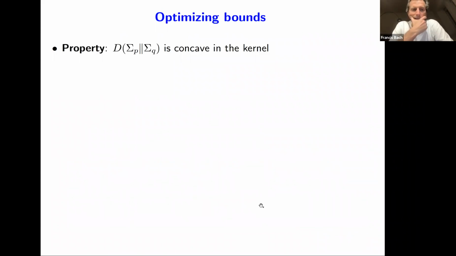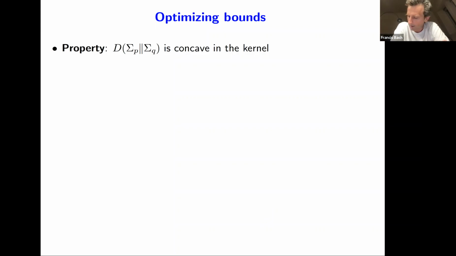Last thing, I think this is a surprise. I was not expecting this when I started to work on this: our kernel entropies depend on the kernel matrix, on the kernel. If you change phi, you change the value. And since you always have lower bounds, you're tempted to maximize the lower bound. This is what we learn.